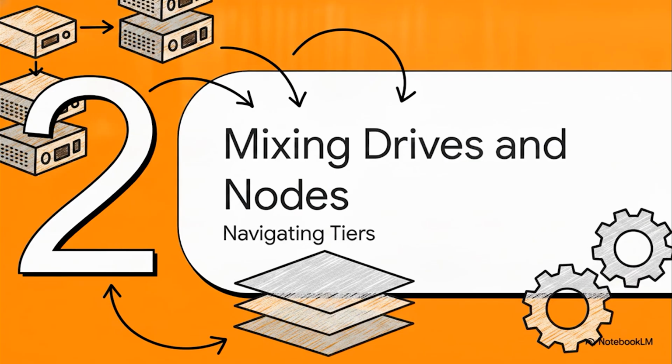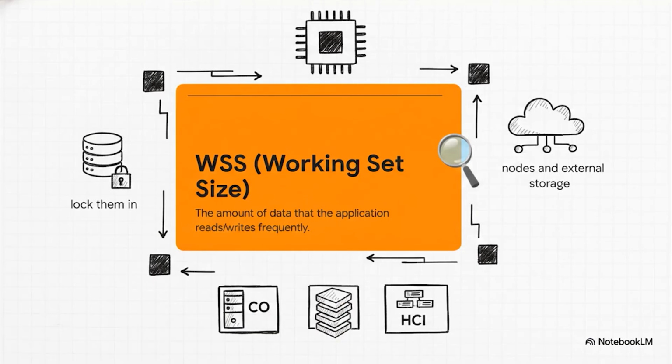Moving right along to Section 2, Mixing Drives and Nodes, Navigating Tiers. Before we get into the heavy rules, let's make sure our foundational vocabulary is rock solid. First up, WSS, which stands for Working Set Size. Basically, this is the chunk of data your application is reading or writing constantly. Your SSD tier absolutely must be large enough to handle this. Otherwise, you're looking at some serious performance degradation.